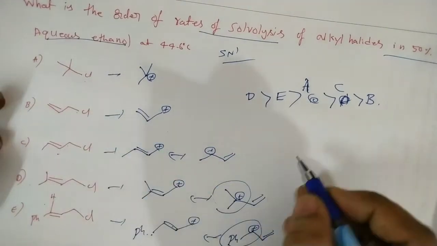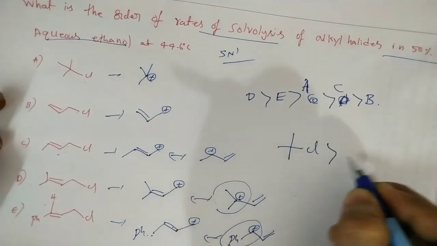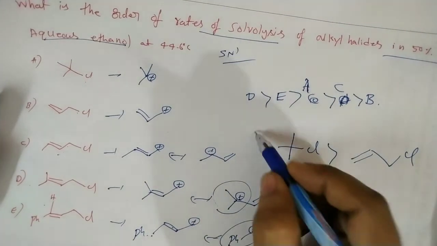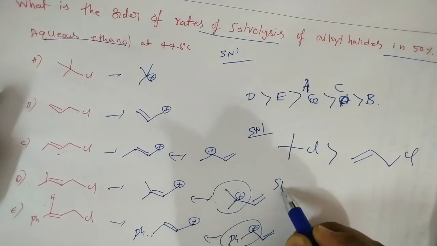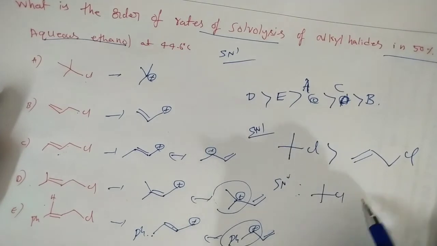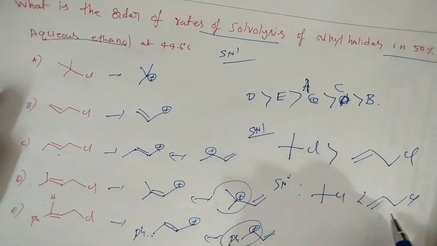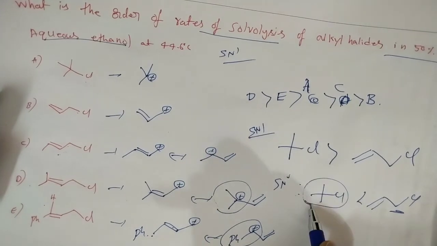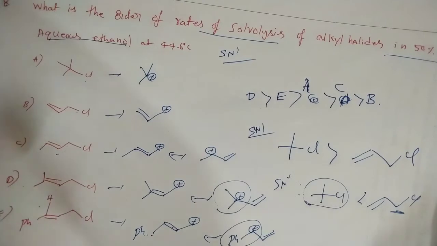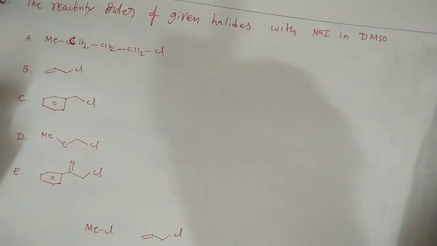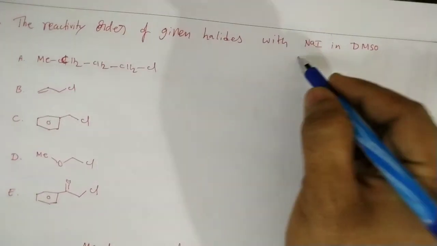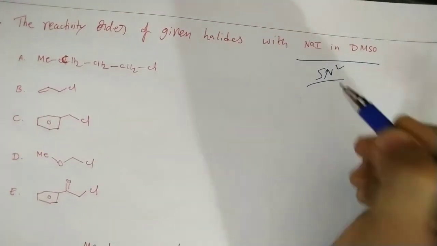Okay, so here you can see tertiary butyl chloride is more reactive than the allyl chloride in SN1 reaction. Okay, but in SN2 reaction, allyl chloride is more reactive because it is a primary halide, but the tertiary alkyl halide is less reactive in SN2 reaction. Okay, that's it. Next here, the reactivity order of the given halides with sodium iodide in DMSO, it means it is an SN2 reaction.